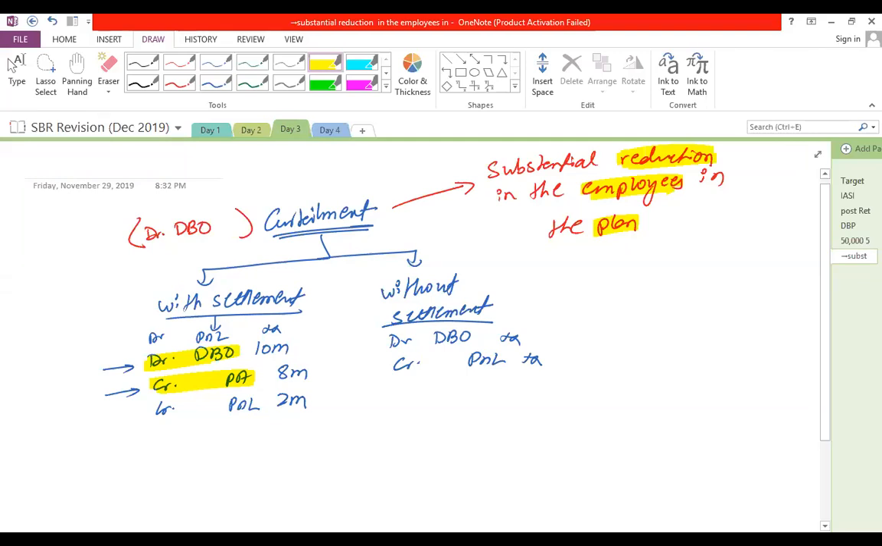Hafiz is saying, please explain settlement again. Hafiz, settlement means that we are paying an amount to the employees. So we are crediting the plan asset. And DBO debit means the amount by which the liability is reduced. So the liability was reduced by 10, but we only paid 8 million. So this means that was a gain of 2 million. It is not necessary that we pay exactly the same amount by which the liability has reduced. So there can be a difference between both the amounts, and that is why we are recording a balancing figure in the P&L.